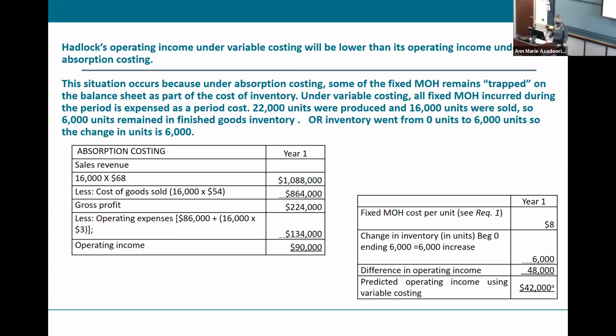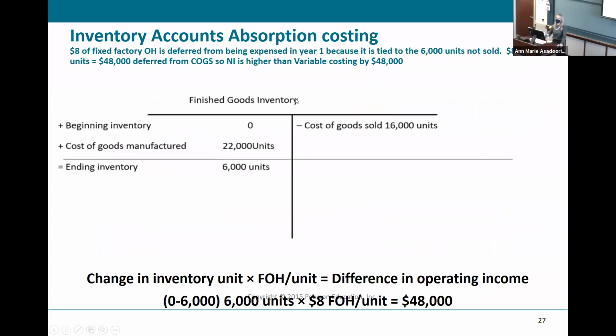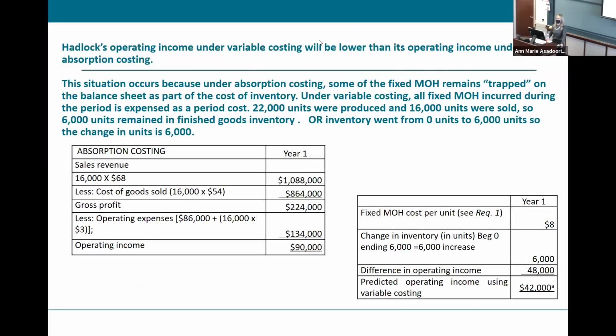So when you're talking about the change in inventory, you're saying, what's the difference between beginning and ending, right? I started with nothing. I made 22 and sold 16. So I know my ending inventory is 6,000 units. So I went from 0 to 6,000 units. That was the change in my inventory beginning to end. So the cheat is telling you, look at the change in your inventory from 0 to 6,000.